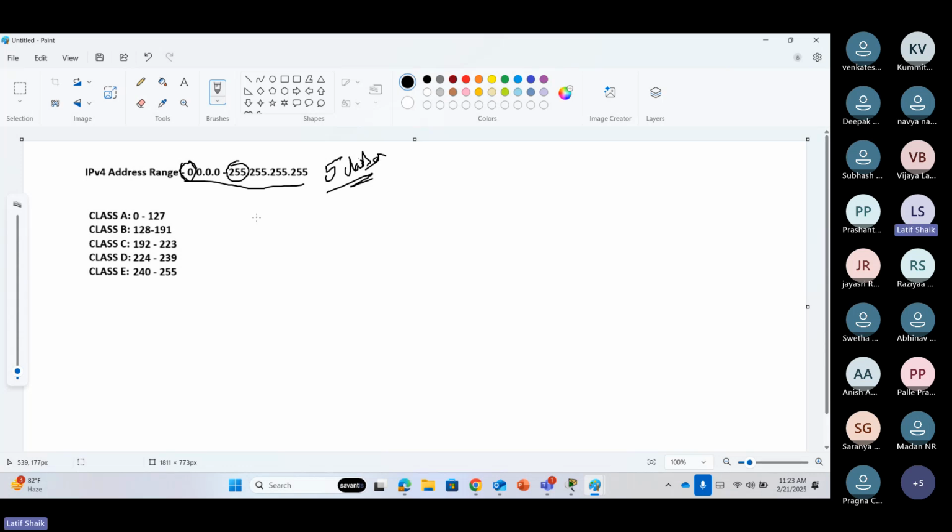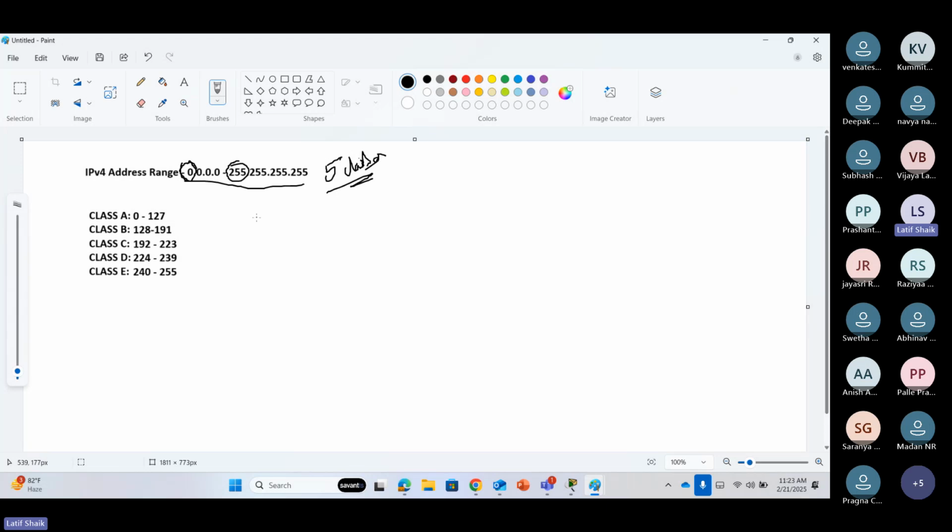Okay, these are the different classes. So try to remember it, try to learn it by heart. First, try it 2, 3 times, 10 times, 20 times. Then you will understand and you will remember.